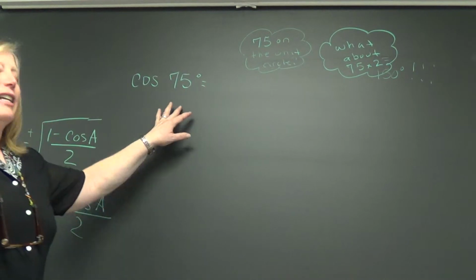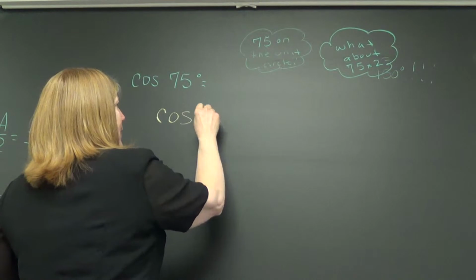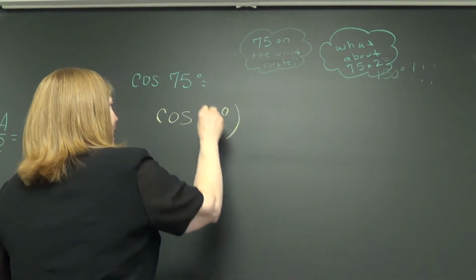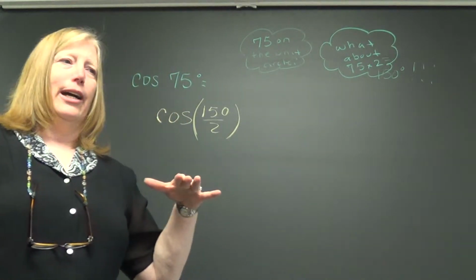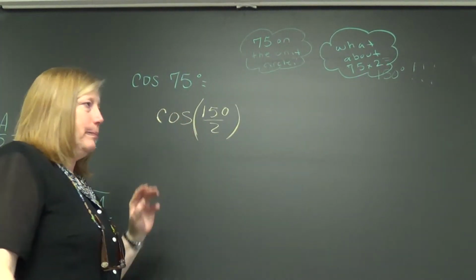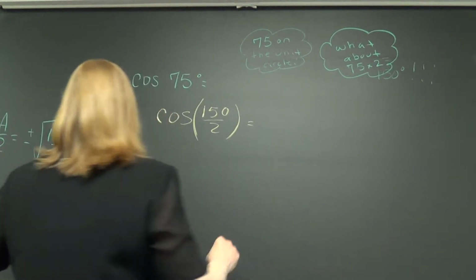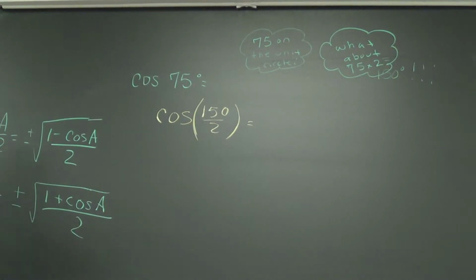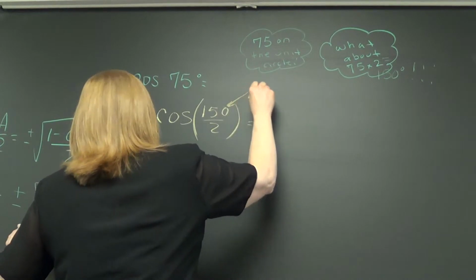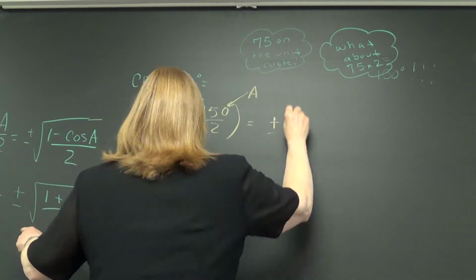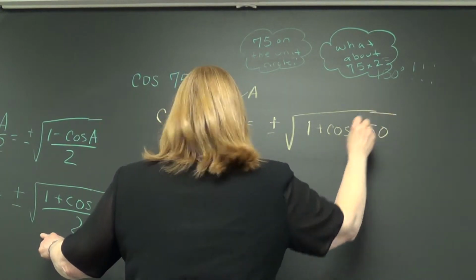Okay. Cosine of 75, I'm going to represent with cosine of 150 divided by 2. Why? Because 150 is on the unit circle. 75 is a no-go, 150 is good. So plug that in the formula. We're using the cosine one, and we write cosine of 150 over 2. This is my A. So I get plus or minus the square root of 1 plus the cosine of 150, over 2.